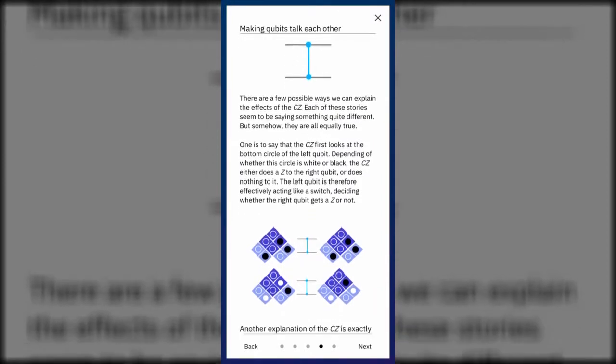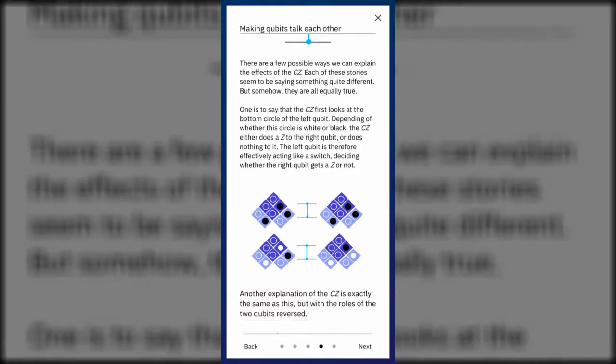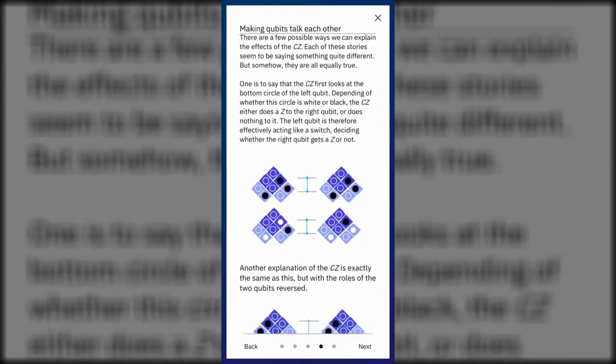Okay, maybe here. I didn't read that before when I played with this game, so maybe that helps. Each of the stories seems to be saying something quite different, but somehow they're all equally true. That sounds dangerous. I mean, people play so much with analogies, sometimes it just makes it worse. And the danger with things that are heavily mathematical is that you try to make some kind of weird geometrical analogy. I don't know.